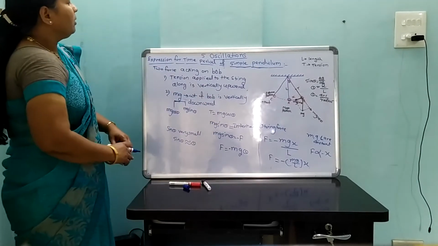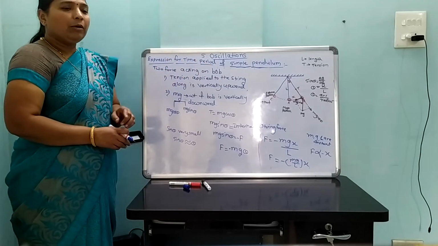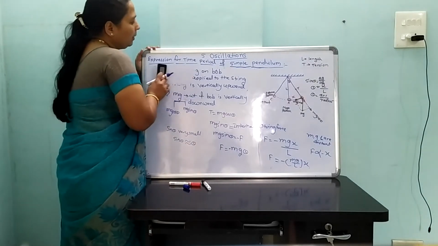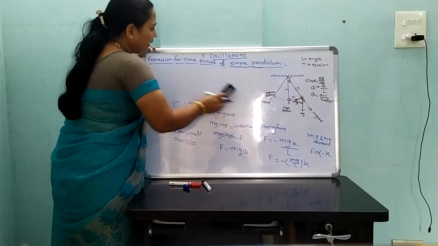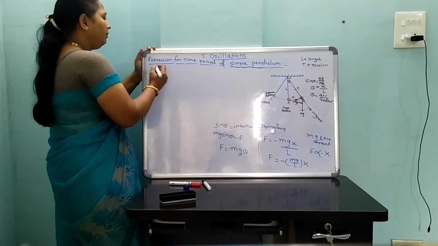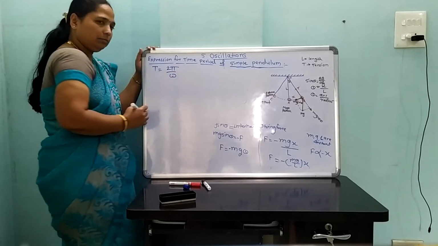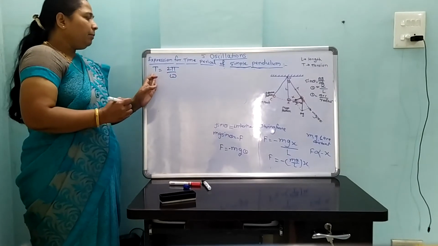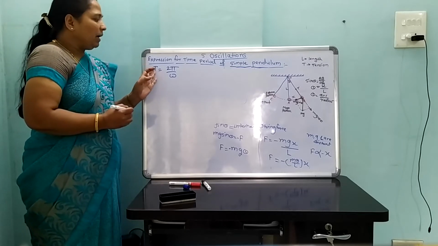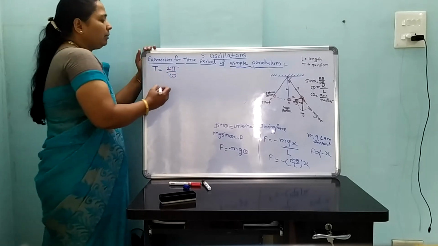Now, to calculate the formula for time period. The time period T is equal to 2 pi upon omega. Period is defined as the time taken by a particle to complete one oscillation. Therefore, T is equal to 2 pi upon omega.